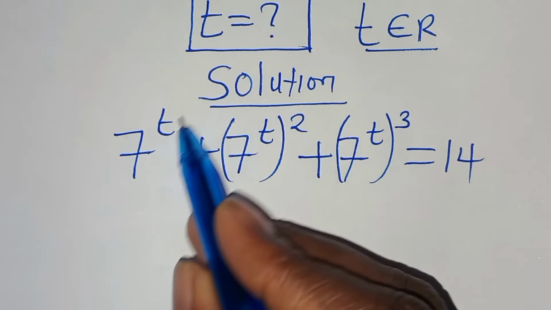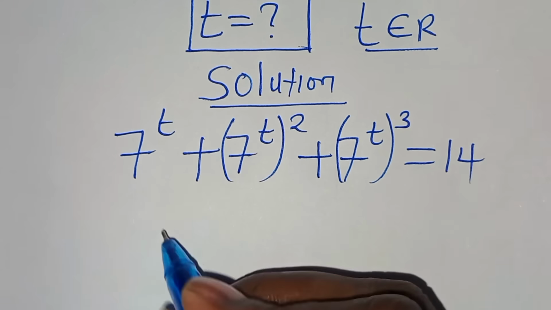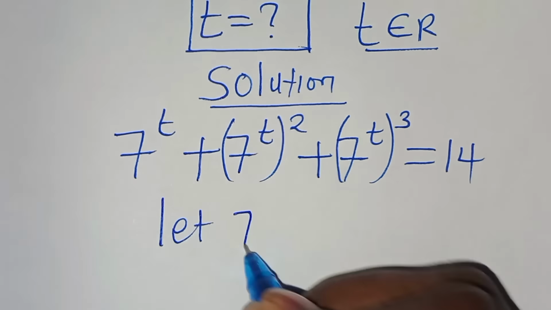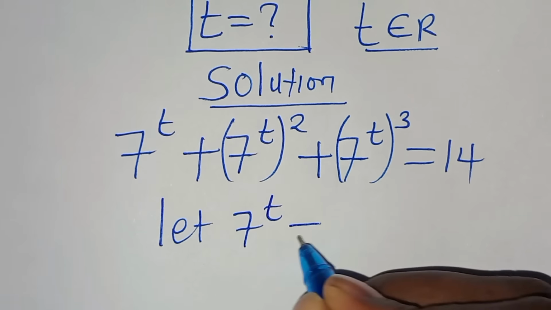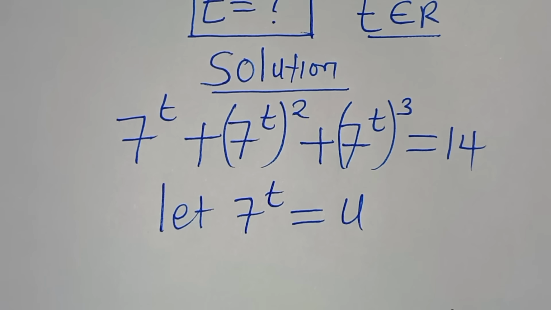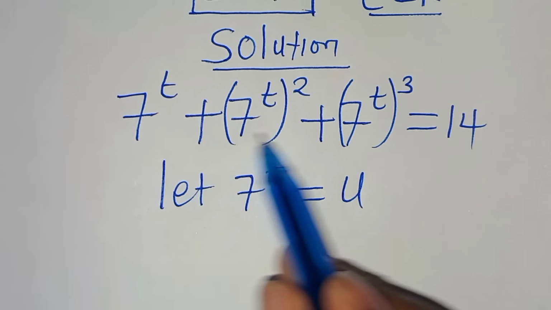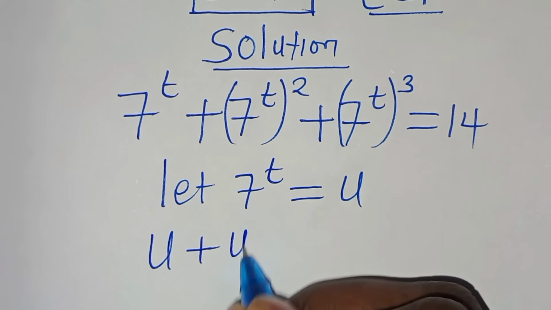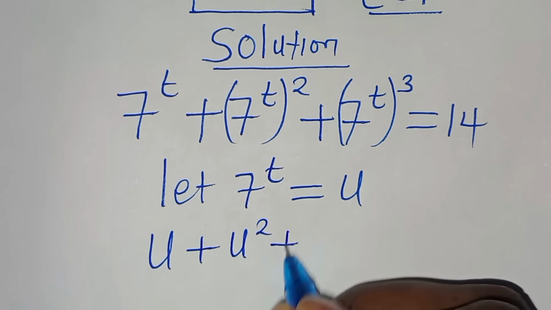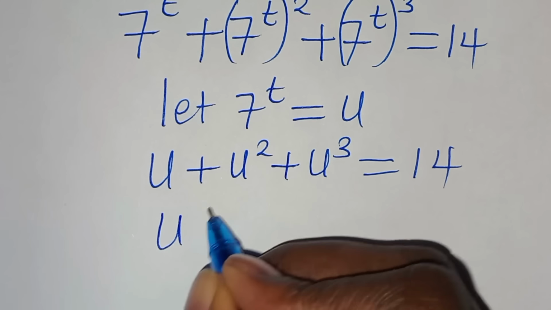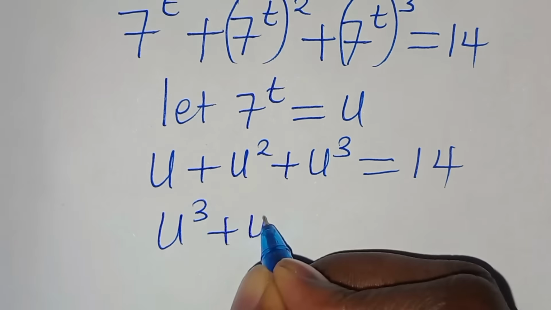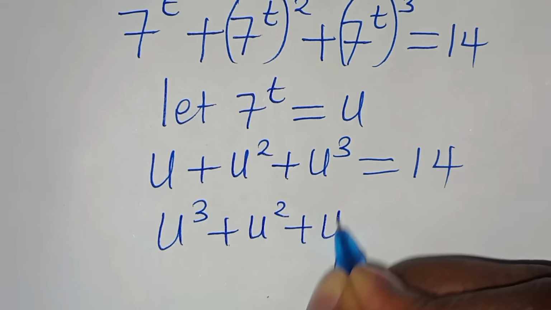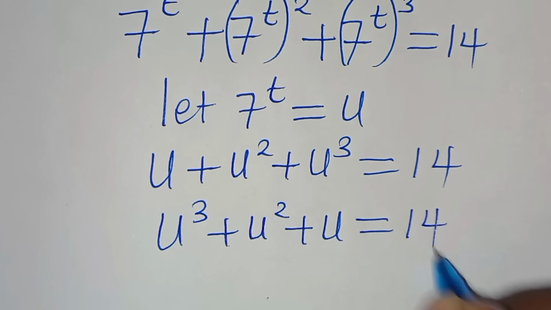Now, 7 to the power of t is common here. We can let 7 to the power of t be equal to u. Substituting u into this equation here, then we have u plus u squared, then plus u to the power of 3. This is equal to 14. So this is the same thing as u to the power of 3 plus u squared, then plus u. This is equal to 14.